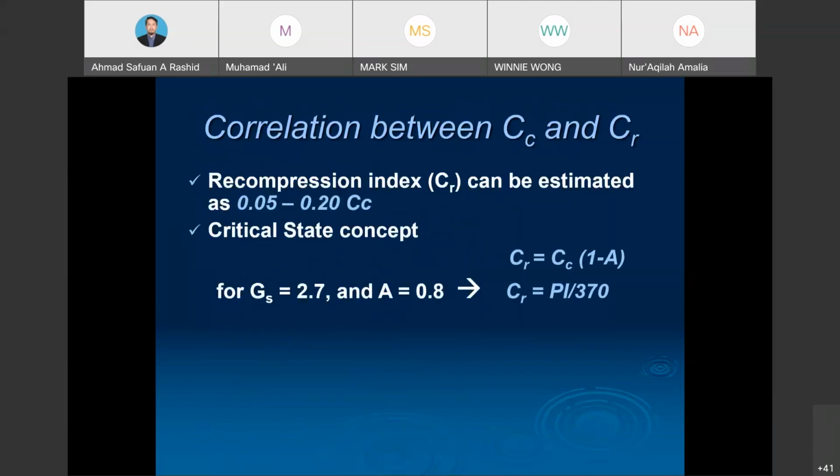So for the CR, it can be estimated based on the CC value, and the range is between 0.05 to 0.20 of the CC value. Or we can use the critical state concept by using the PI, where CC is multiplied by 1 minus A, where A is 0.8, to get the CR, or the CR can be gained from the plasticity index over 370. So that is for the CR and CC by using the empirical or plastic limit values.